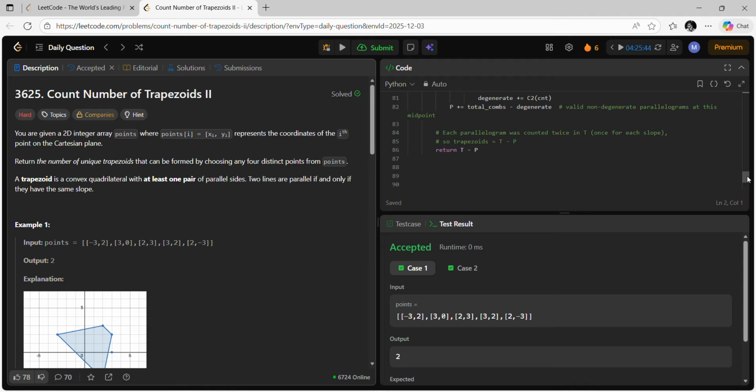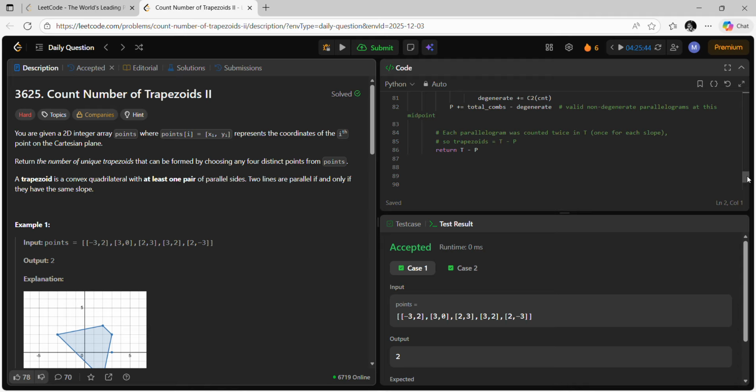And why? Because T counted all quadrilaterals that have at least one pair of opposite sides parallel, but parallelograms were counted twice, once when using slope 1 and once when using slope 2. So T overcounts parallelograms by exactly one extra copy per parallelogram. So P is the number of parallelograms, and subtracting P yields the correct count of unique trapezoids. So the return value is an integer greater than or equal to 0.